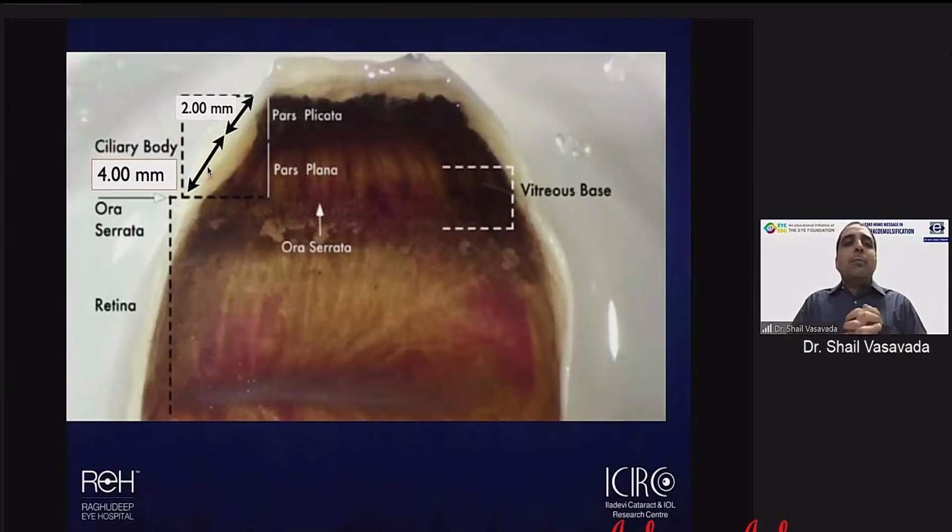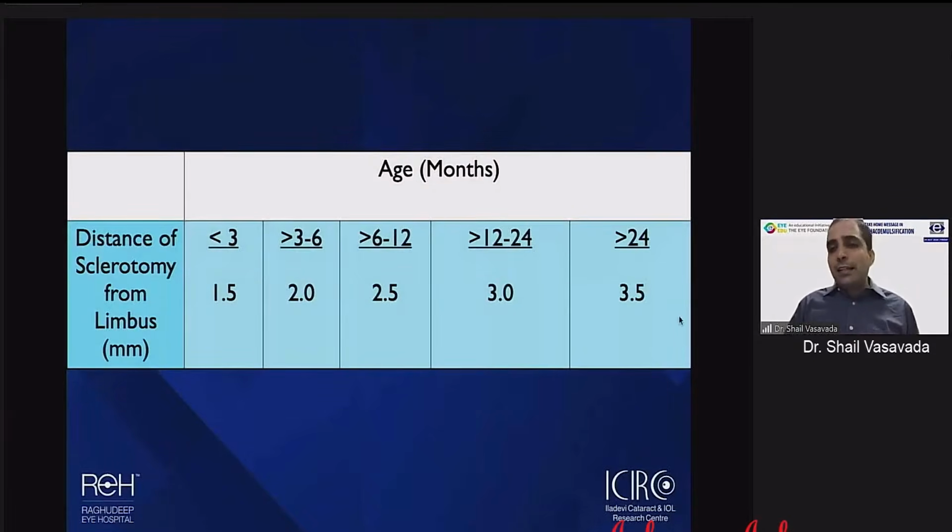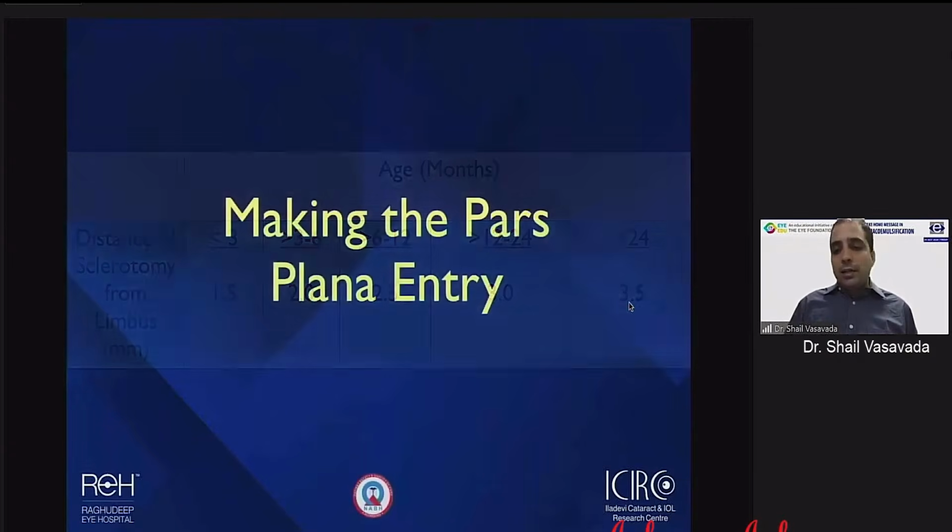So I think beyond 2.5 or 3 millimeters up to 4 millimeters is a good area to consider for pars plana entry. According to the age-wise, month-wise data, for most of us as adult cataract surgeons, it's somewhere around 3 to 3.5 millimeters. This would vary based on the myopia and the axial length, but as a general rule, 3.5 millimeters from the limbus is a good area to start a pars plana entry.